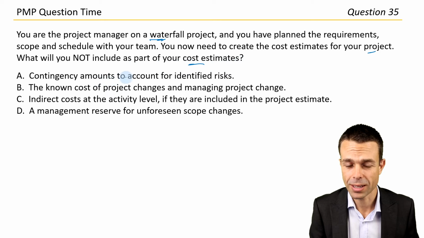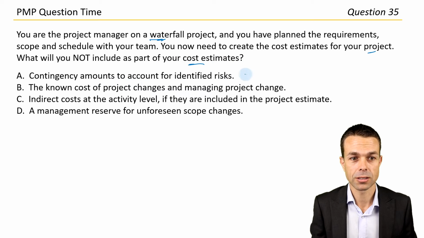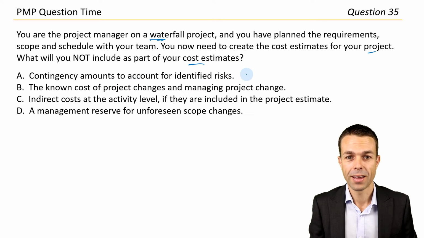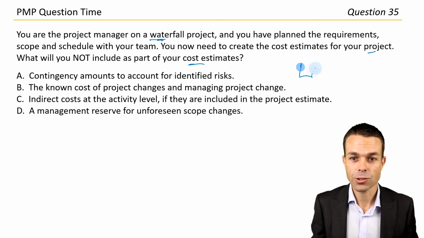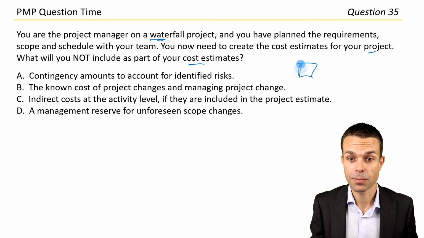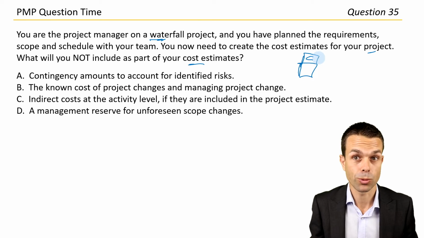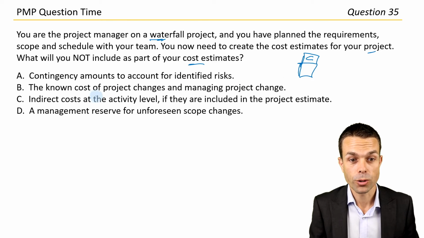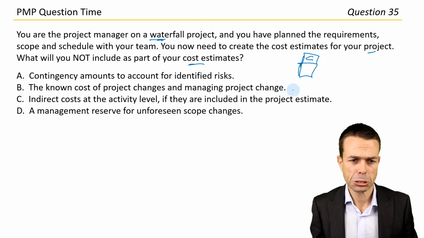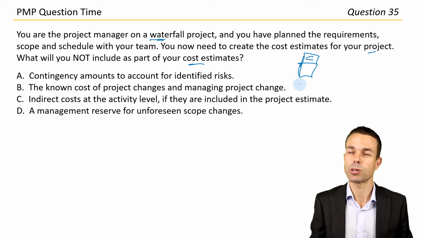Contingency amounts to account for identified risks. Whoa, this is good. Cost estimates. So we have our project budget. We add contingency reserves on top of that for risks. So we actually need that. The known cost of project changes and managing project change. Ooh, goodness, managing project change.